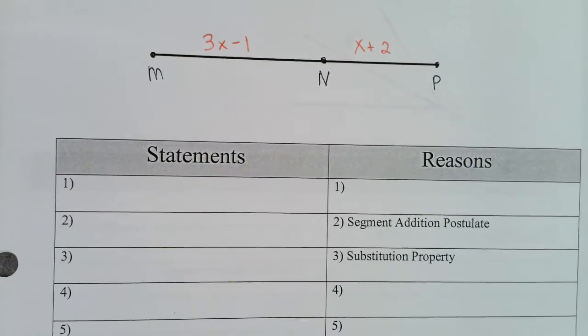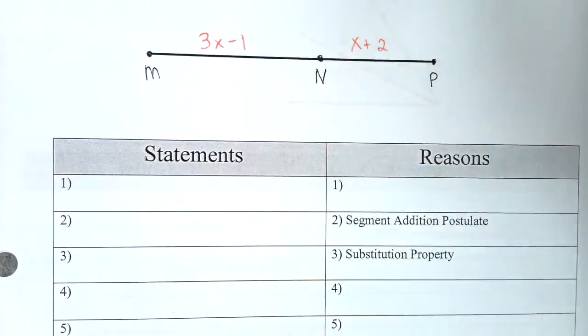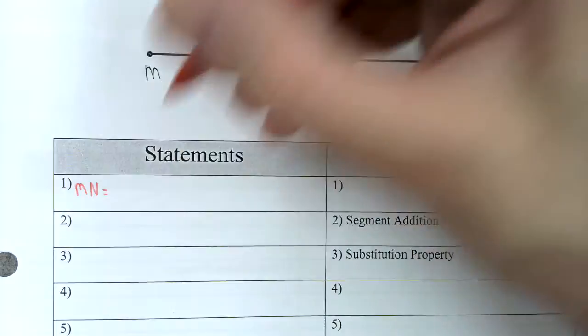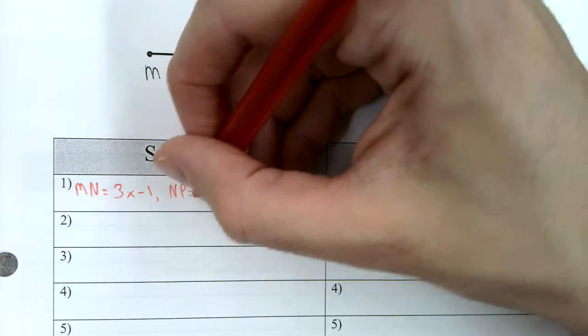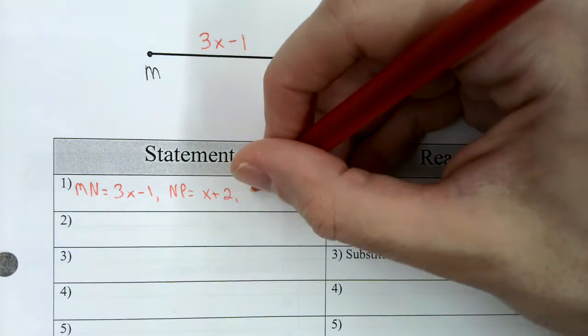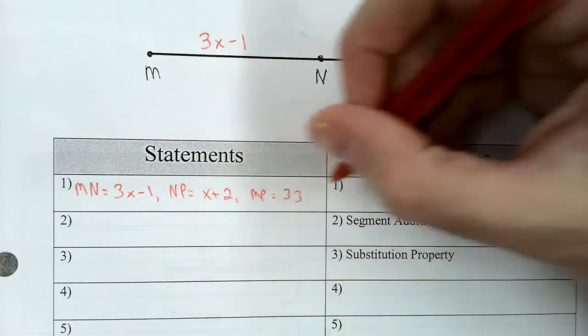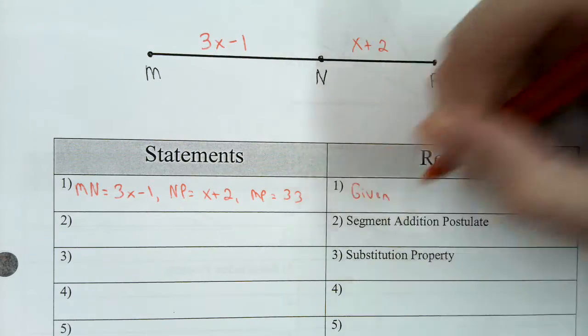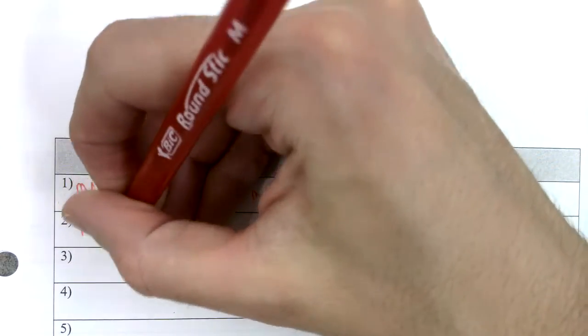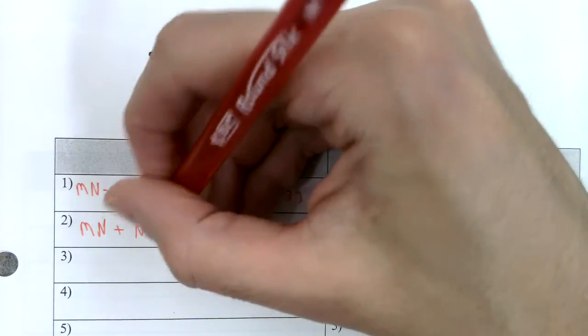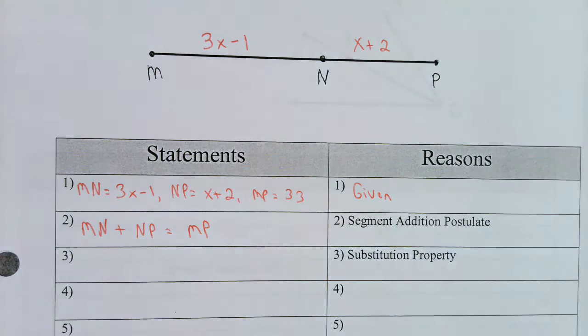That's going to be statement 1, and reason 1 is going to be it was given to me. So mn equals 3x minus 1. np equals x plus 2. And then mp equals 33. Reason: because it was given. Then reason 2 is we have to use the segment addition postulate. That means you add up all the small segments and you say it equals the entire segment. So mn plus np equals mp.